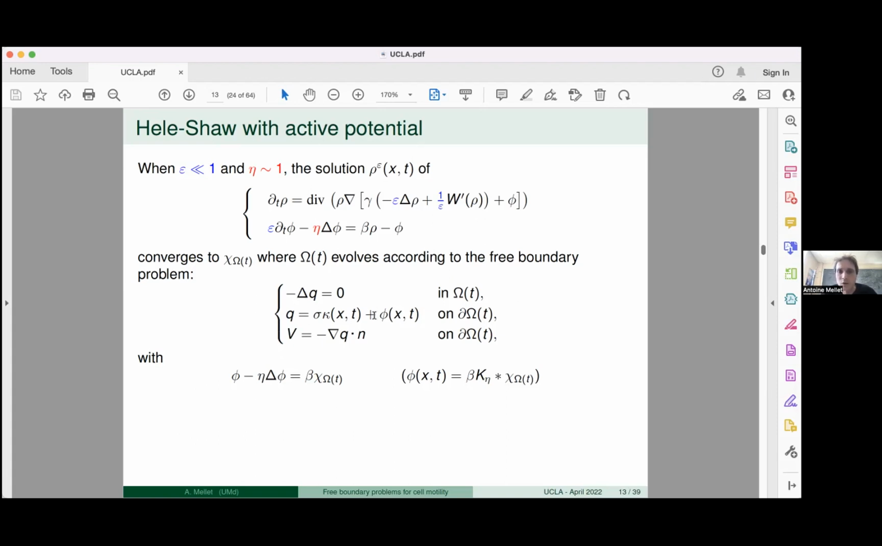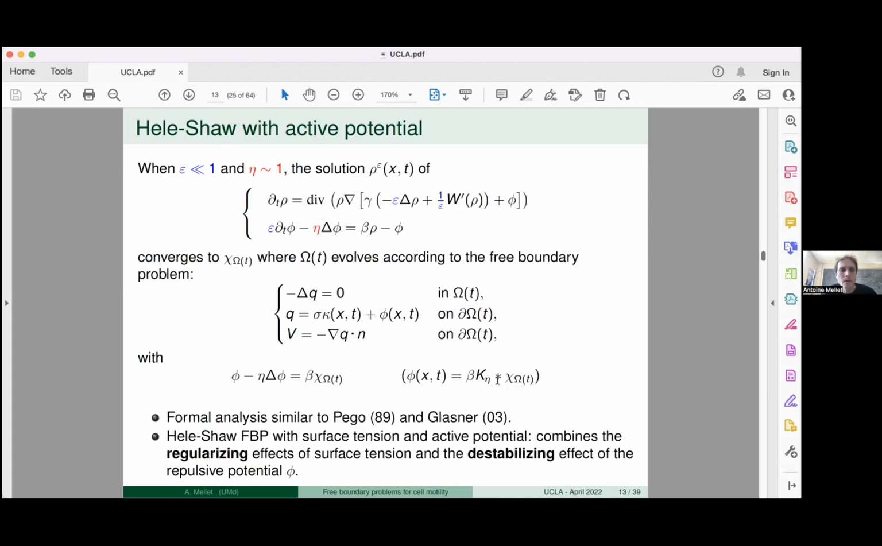But in that case, the limit you can show is Hele-Shaw flow with surface tension, which is perturbed by this potential phi here. So in the condition for the pressure at the boundary of the interface, you have again the mean curvature, but also this phi, and this phi now solves this simple elliptic equation. So you can write phi as a convolution, for example, if you are in R^n. The derivation here is quite simple; it follows the same kind of argument that was developed by Pego and Glasner for this type of problem.